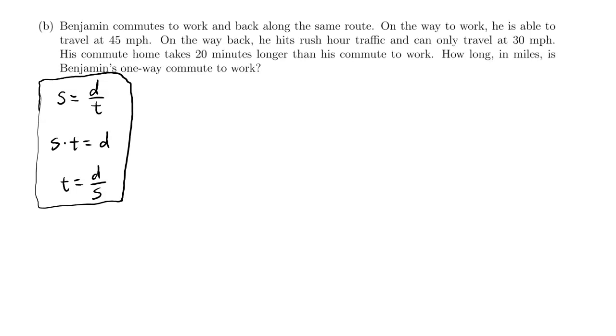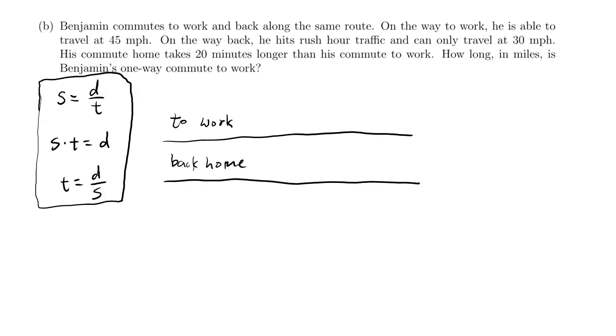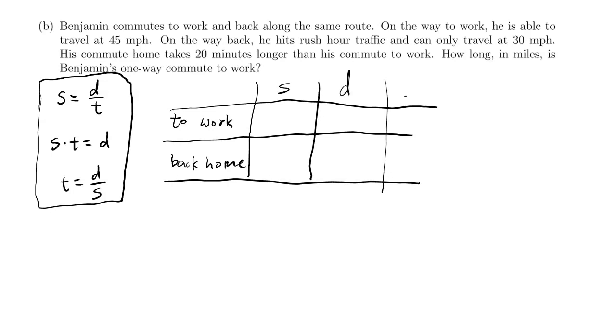Okay, so it looks like there are two stages. One is going to work, and the other is going back home. Okay, so there are two stages in this problem, and for each of these stages I need to figure out speed and distance and time. And let's write down what we have. The speed going to work is 45 and coming back is 30.